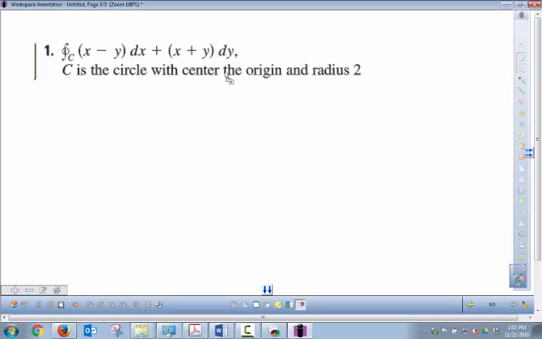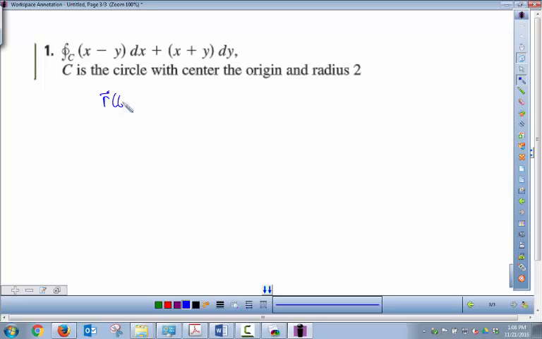The instructions say to compute this line integral directly. So let's do it directly just to get us some practice for doing line integrals. They're saying that we want to compute this line integral where C is a circle with a center at the origin and a radius 2. And usually one of the first things we want to do is figure out how to represent C in terms of a parameterization, right? So let's try to find our parameterization.